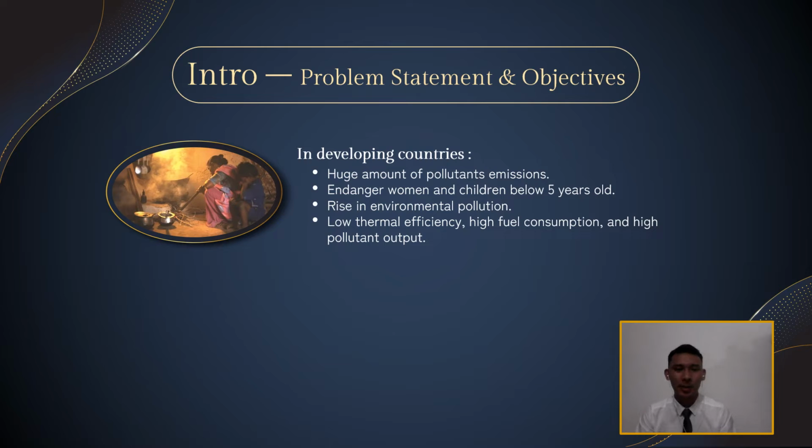For problem statement and objective, in a developing country, wood and other biomass fuels are the primary source of cooking fuel for most families. With many people using traditional cook stove, there will be a huge amount of pollutant emission at once reducing the IAQ and endangering mainly women and children. This also will lead to the rise in environmental pollution. Furthermore, most traditional cook stoves have low thermal efficiency, high fuel consumption, and high pollutant output.